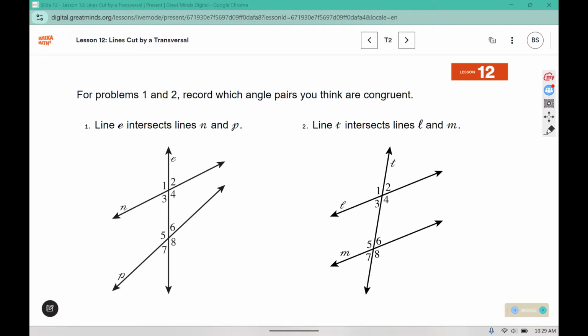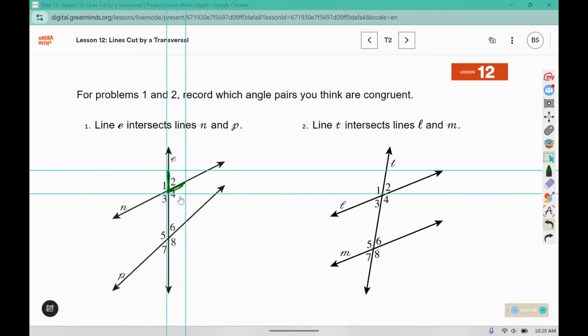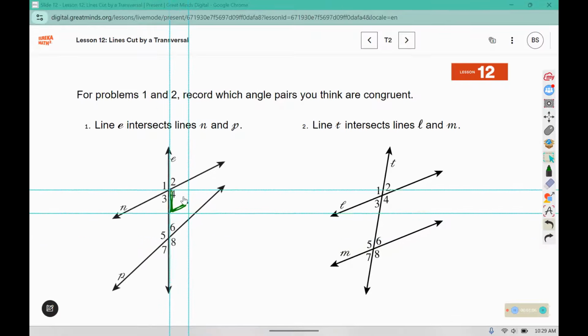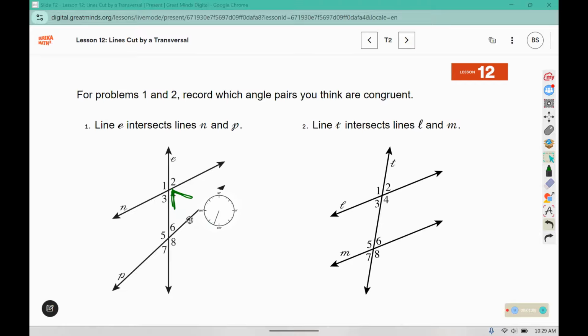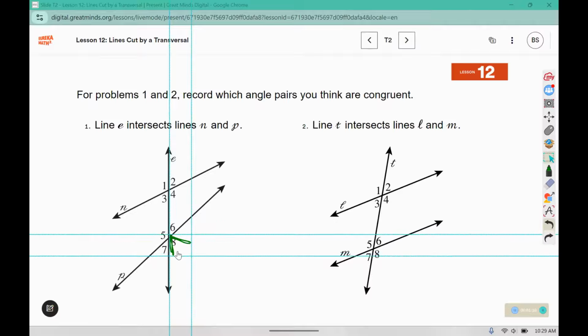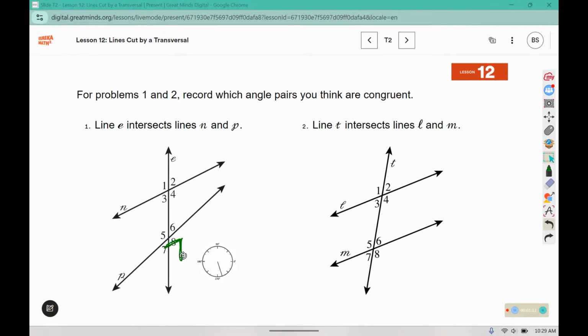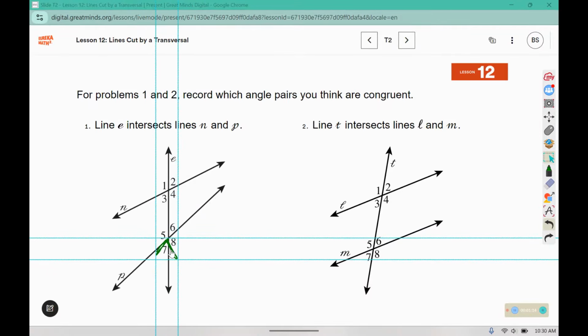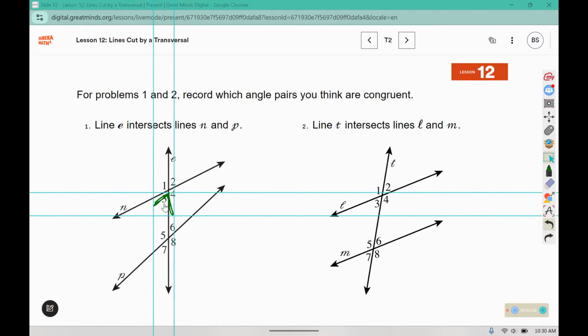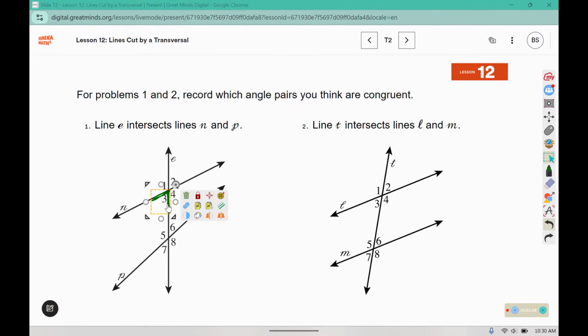For problems 1 and 2, record which angle pairs you think are congruent. So we can take a piece of tracing paper and we can check if 6 is congruent. We can rotate to see if 4 is congruent, or 8, or 7, maybe number 3. Oh, number 3 is congruent to number 2.